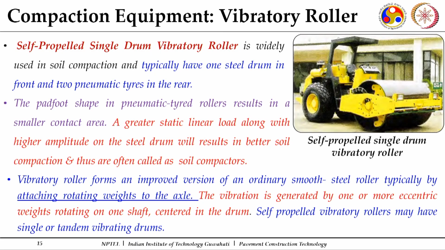These are also known as soil compactors, because they are very popular for compacting soil masses. We have the self-propelled single drum vibratory roller. This is a common one. You can see there are pneumatic tires at both ends, and the single drum in the front is a vibrating one.